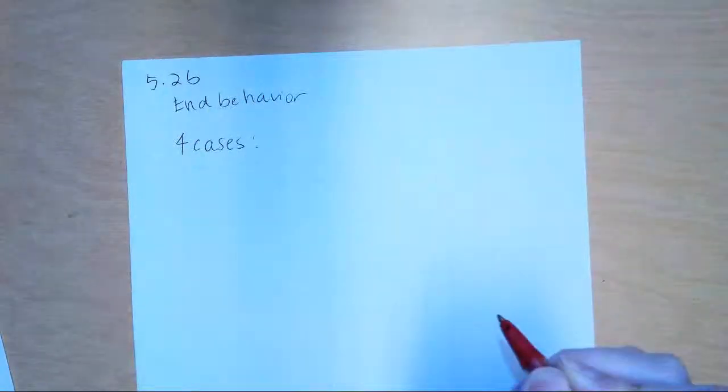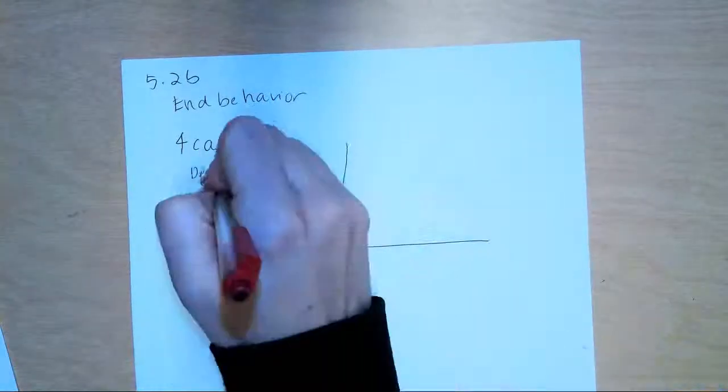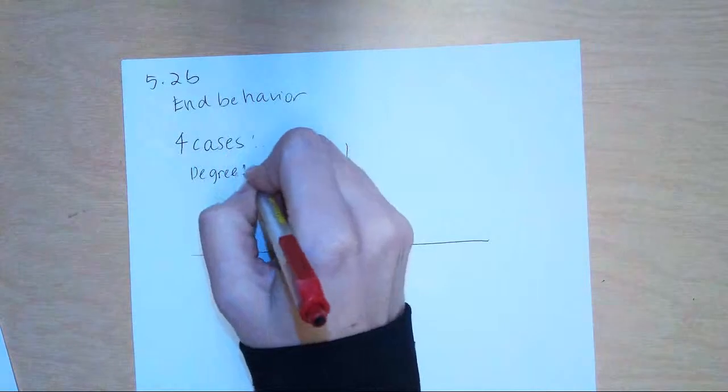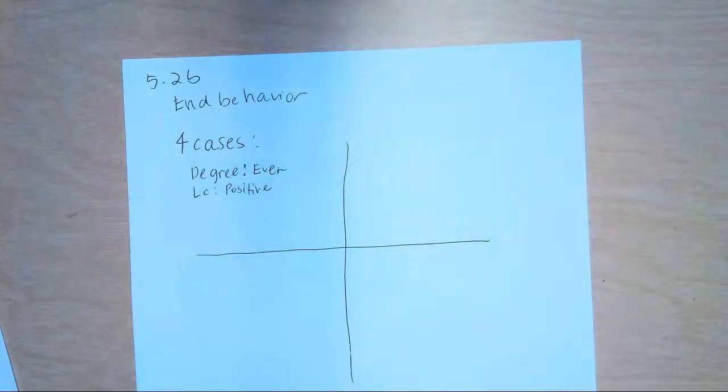Okay, 4 cases. This is going to be like a chart for you people who like to know what's happening. If the degree is even and the leading coefficient is positive, that means the highest power of x is even. Out of the functions that we just said, x squared, negative x squared, x cubed, negative x cubed, which one is like that? X squared. And what happens on the ends of x squared? They both go up.